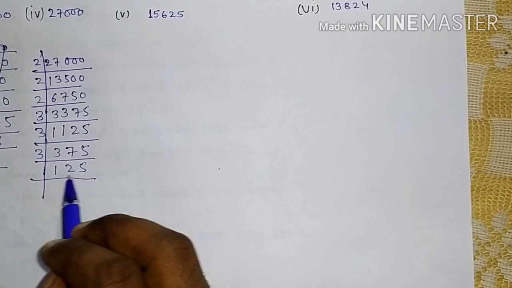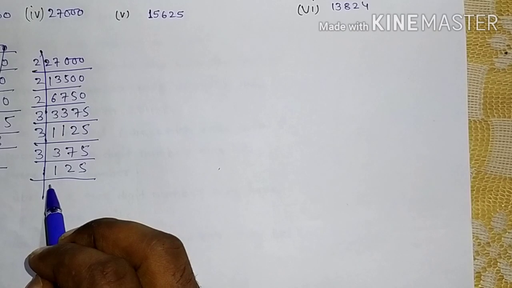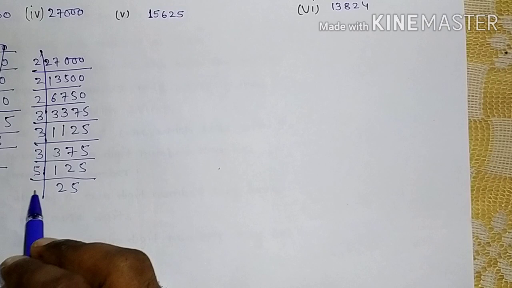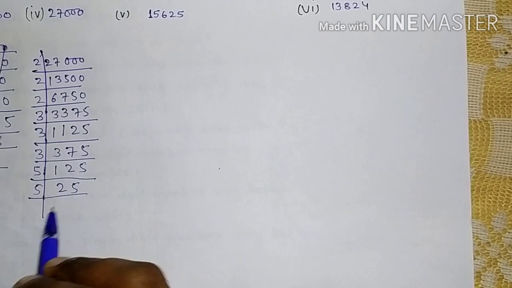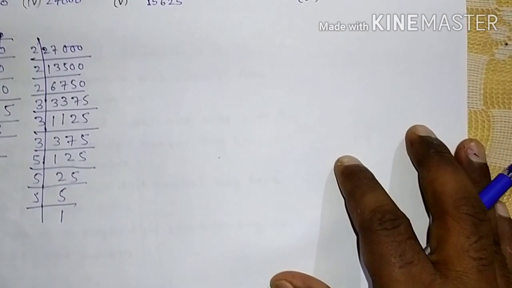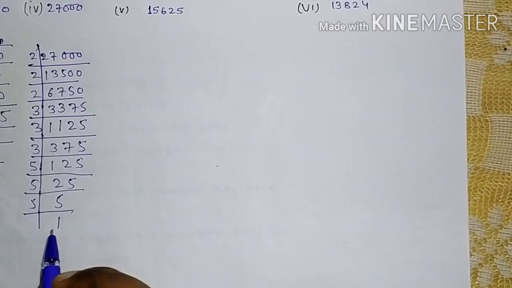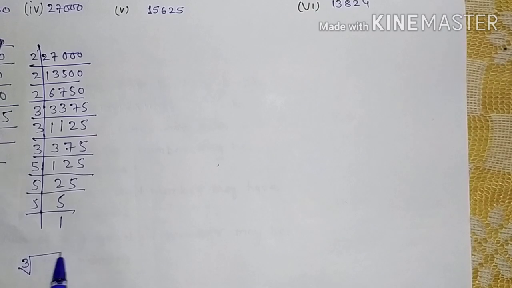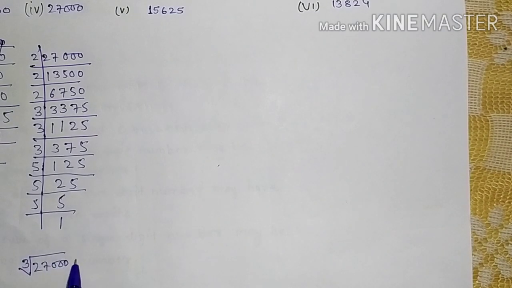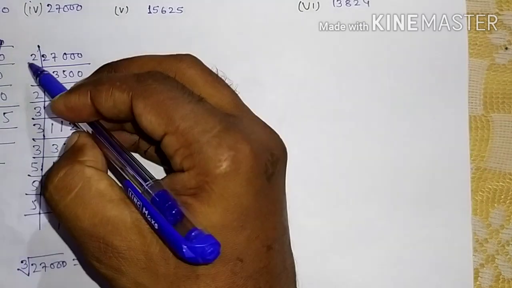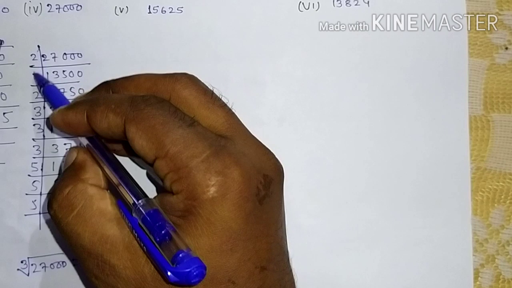Now 125 is the number here, so it is not divisible by 3. So here we can divide by 5. 5 2 ja 10, 5 5 ja 25. Again take 5 here, 5 5 ja 25, 5 1 ja 5. Now the prime factors of 27,000 we can write directly. Here we have to find the cube root of 27,000. So these are the prime factors of 27,000.